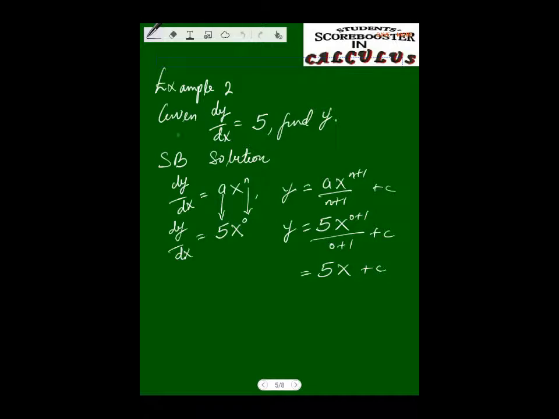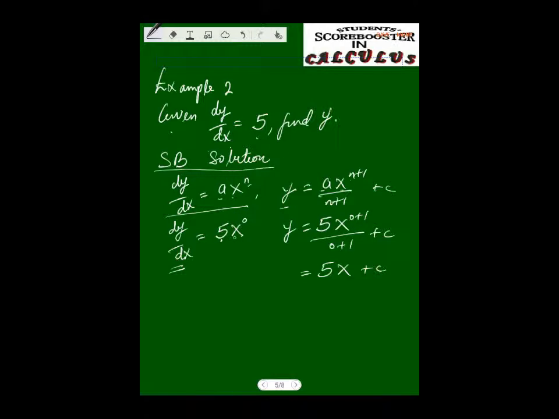Example 2. Given that dy ds is equal to 5, find y. This is a constant this time. So score booster solution. Still, this is the same thing. Let me try to explain. The question is dy ds is equal to 5. Once you write the formula, this is the general formula: dy dx generally is ax raised to power n, and y is equal to ax raised to power n plus 1 over n plus 1 plus c, right? So dy ds is equal to 5, which you are given.